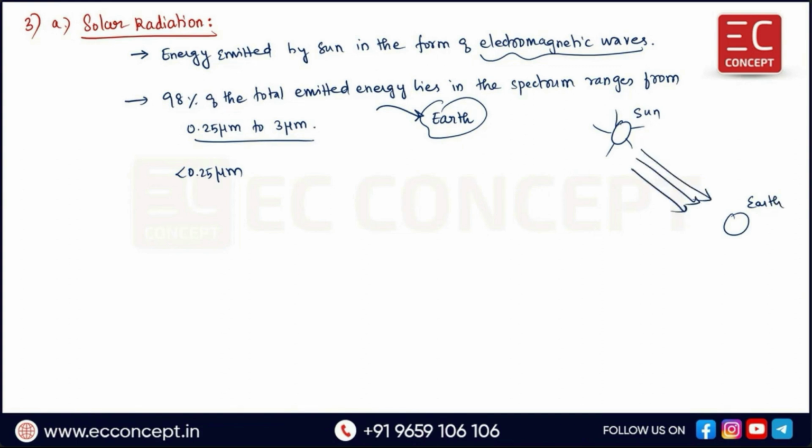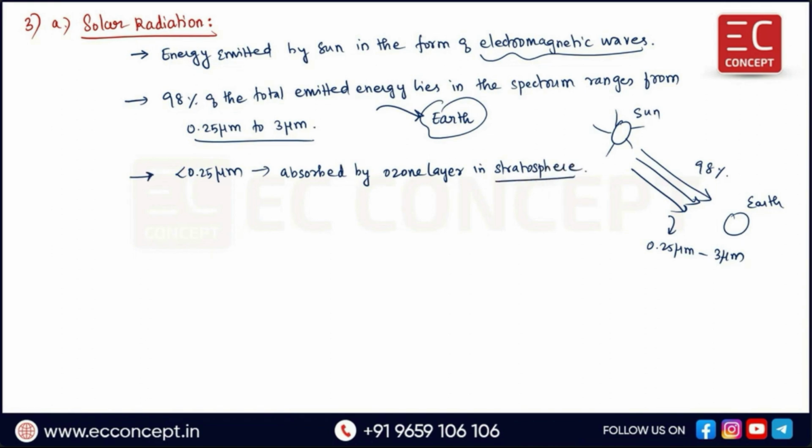Okay, so 98% of the total emitted energy which reaches the earth lies in the spectrum of 0.25 micrometer to 3 micrometer. Now, what happens to less than 0.25 micrometer? It will be absorbed by the ozone layer, which is located in the stratosphere.